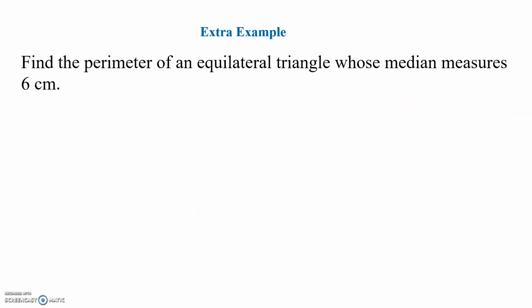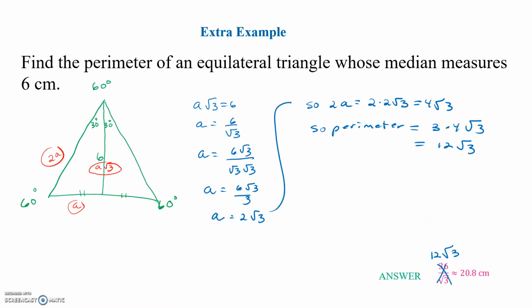Okay, this example: find the perimeter of an equilateral triangle whose median measures 6 centimeters. So here's the whole problem, and what I did first is I created just the equilateral triangle. I knew that in an equilateral triangle, this angle is 60, and this angle is 60, and this angle here is 60, but the median comes right from that vertex to the midpoint of the opposite side, and in an equilateral triangle, that median is the same thing as an angle bisector and an altitude.